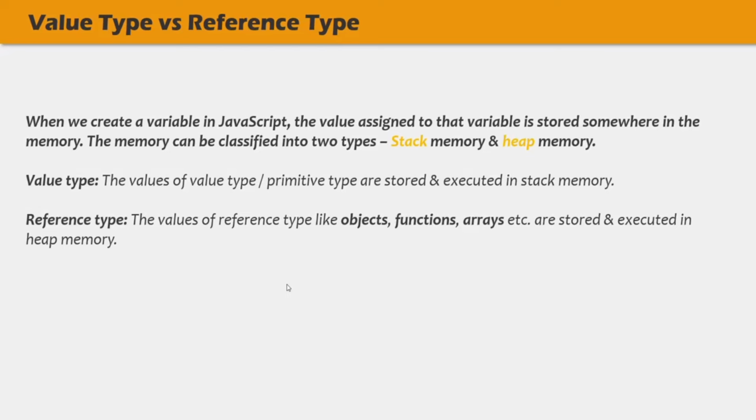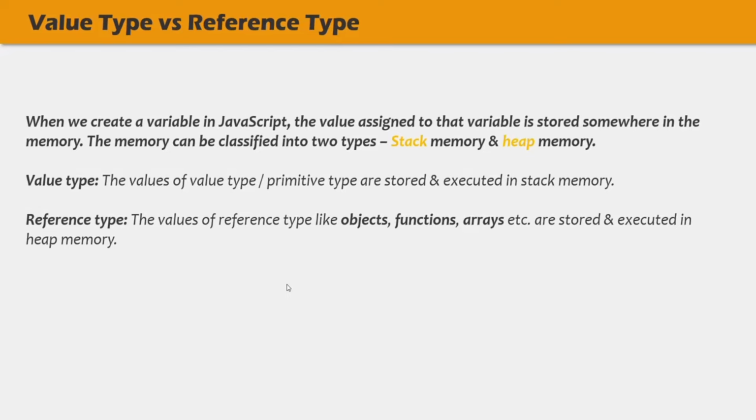But the value of reference type, like objects, functions, arrays, are stored and executed in heap memory. So any object which you create in JavaScript will not be stored in stack memory. It will be stored in heap memory. So any value of reference type will be stored in heap memory, and any value of primitive type will be stored in stack memory. This is another important point to remember.